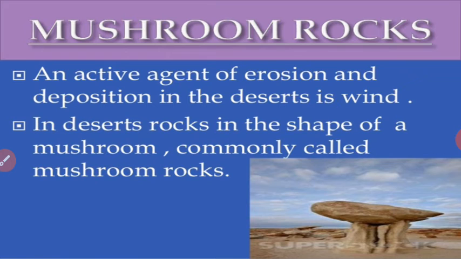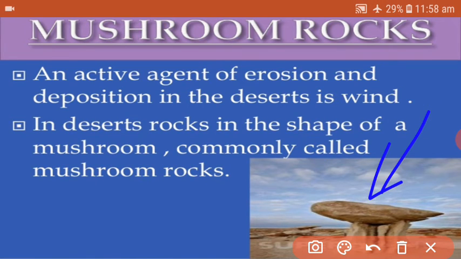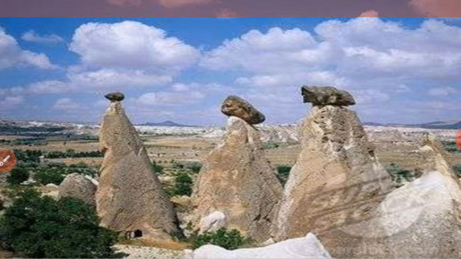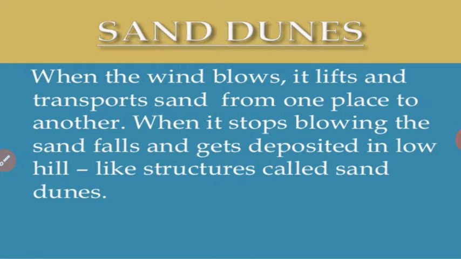First, mushroom rocks. We have an active agent of erosion and deposition in the desert, that is wind only. We know the fast blowing wind changes the landforms in desert areas. In deserts, rocks in the shape of a mushroom are commonly known as mushroom rocks. You can find here the picture of a mushroom rock. They are created because of the fast movement of the wind. So here you can find the picture of mushroom rocks also.